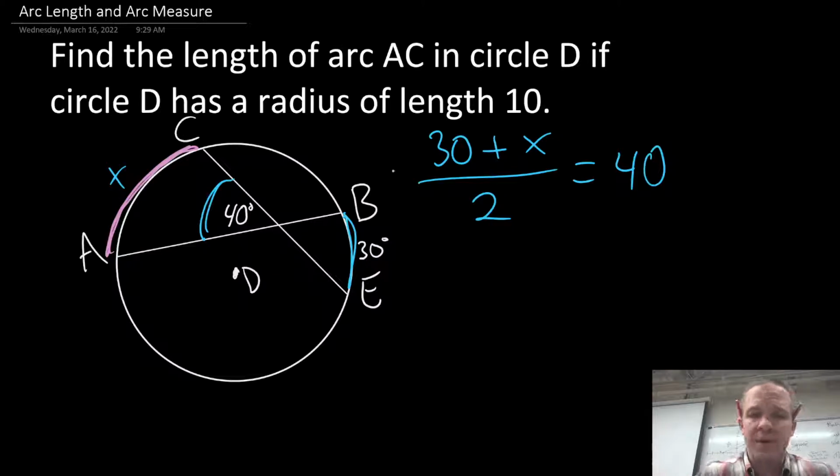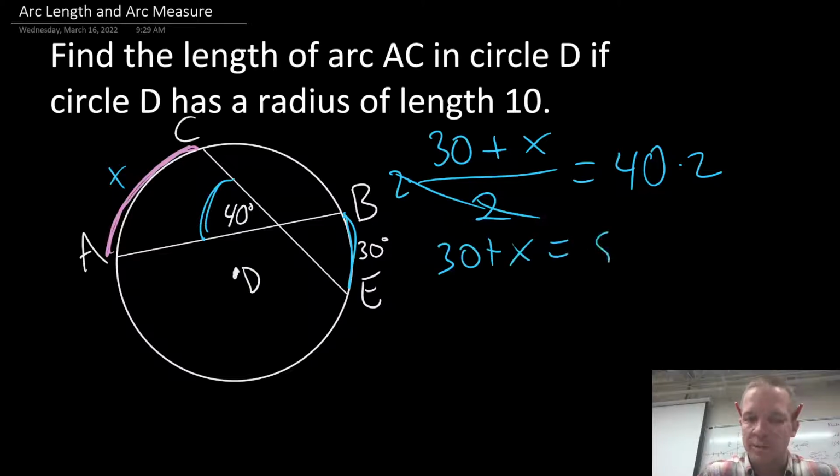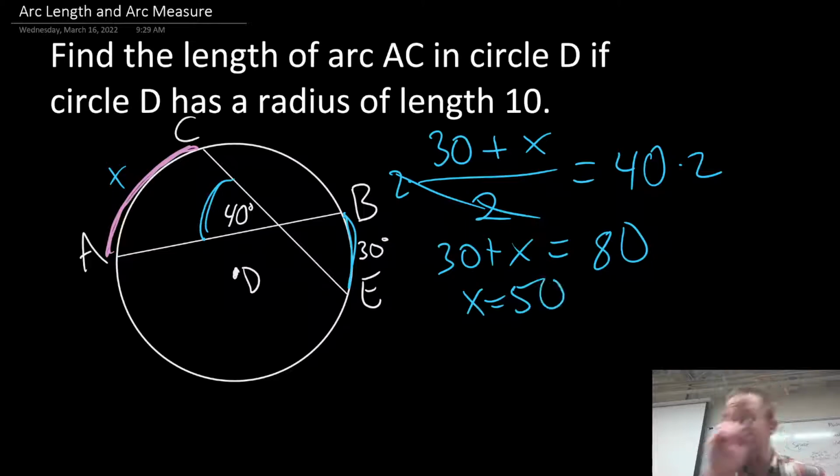So if I do a little bit of math here, I've got to multiply by 2, cancel, and I'm left with 30 plus x equals 80. And if I subtract 30, I'm going to get x equals 50. Now, that's not my answer to this problem, okay? That is my arc measure. So this is now 50 degrees. But I can use that to solve for the arc length.